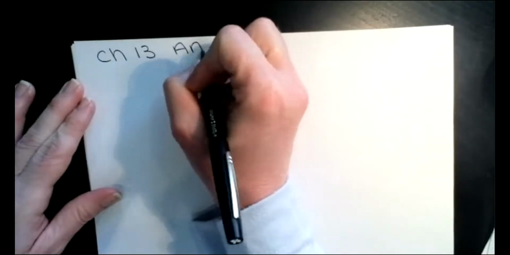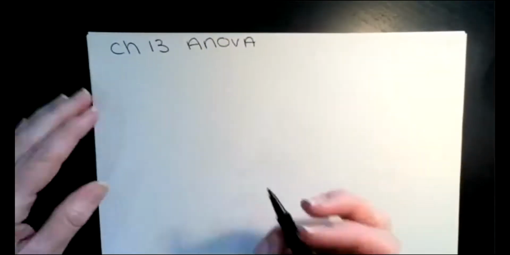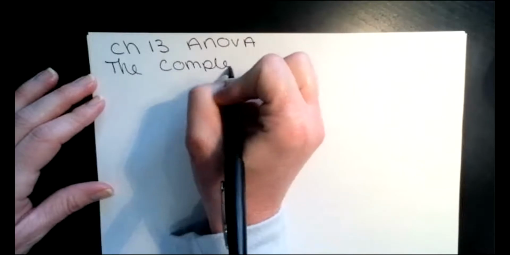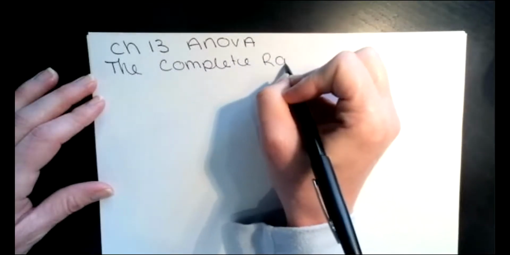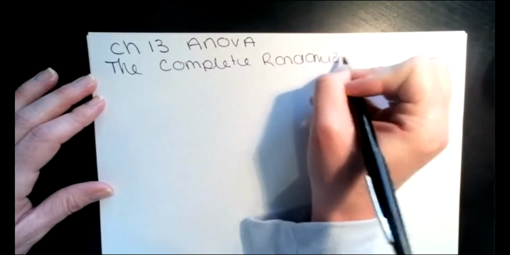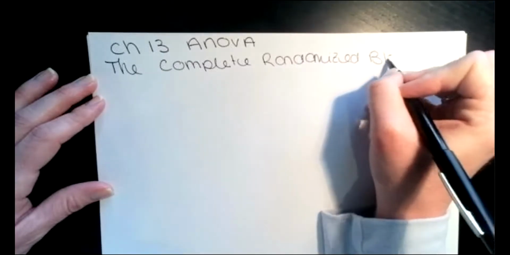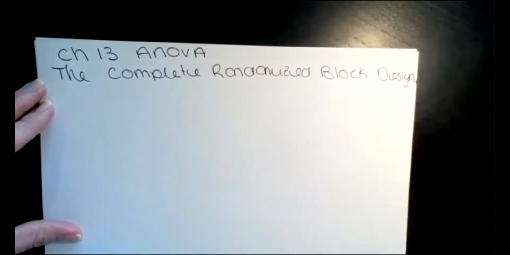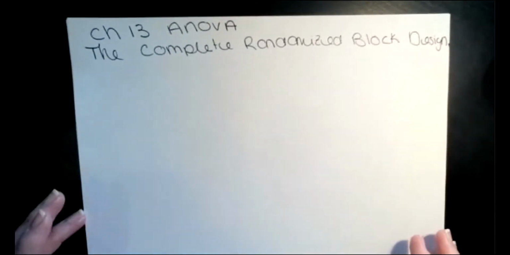Okay, so we're still in chapter 3, or I'm sorry, 13. And that is because we're still discussing ANOVAs, which is the analysis of variance. And today we're going to talk about what we call the complete randomized block design. Okay, so that's what we're doing today, the complete randomized block design.